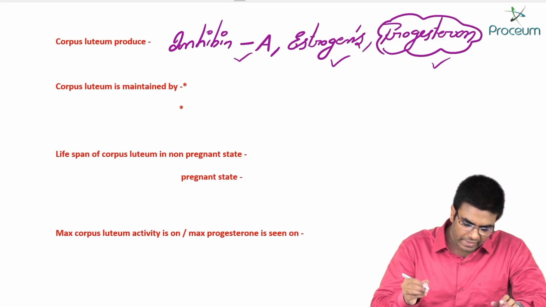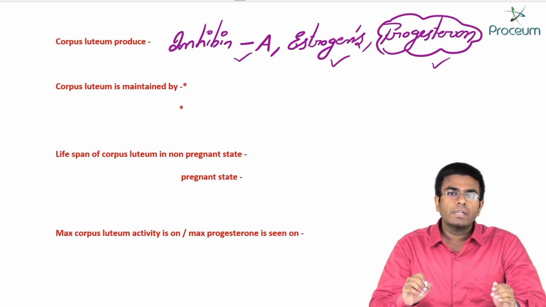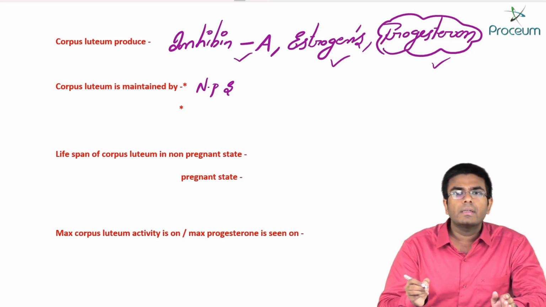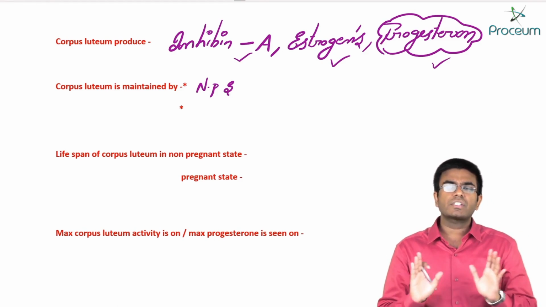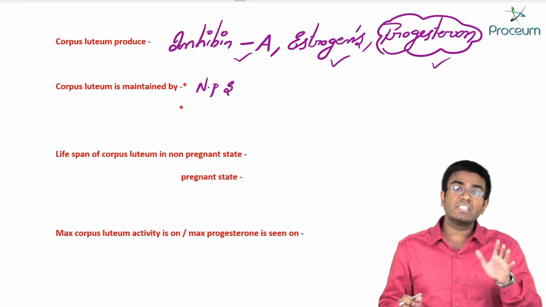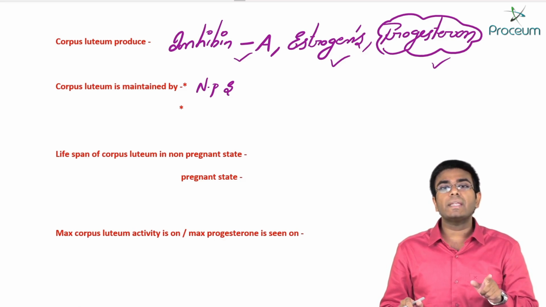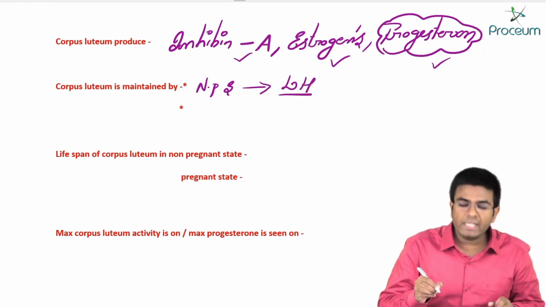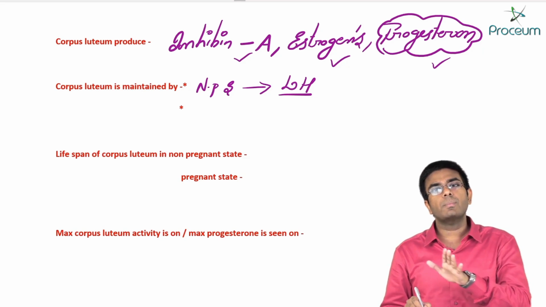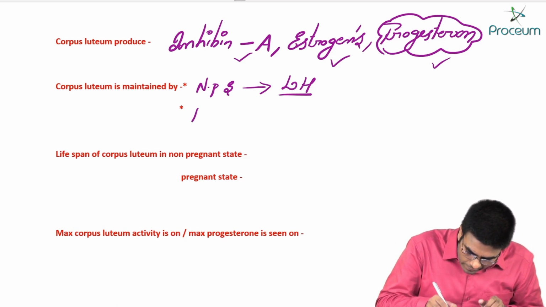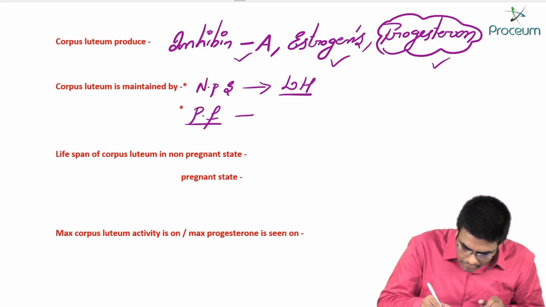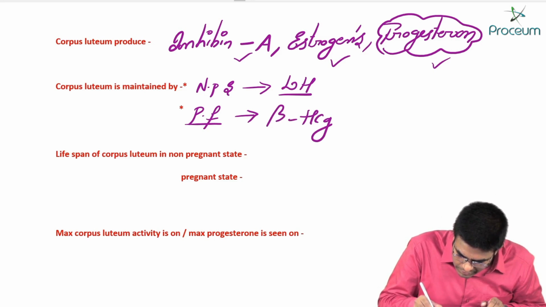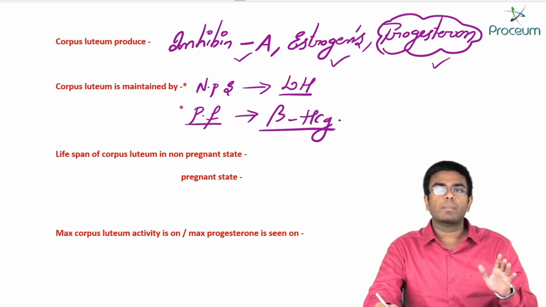Now, the corpus luteum is maintained by, guys, in a non-pregnant state, okay? Non-pregnant state means there is no pregnancy. In a normal female, she is not pregnant, her menstruation is happening and there is formation of the corpus luteum. In such a female, this corpus luteum is maintained by luteinizing hormone. So, luteinizing hormone maintains the corpus luteum and it produces the progesterone. But in a pregnant female, the corpus luteum is maintained by beta HCG. Okay, so beta HCG maintains the corpus luteum.